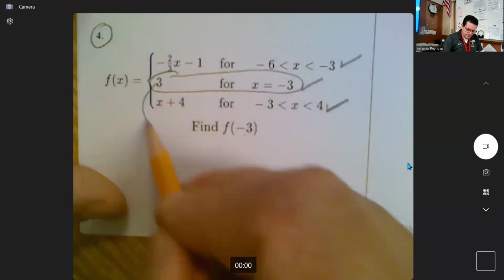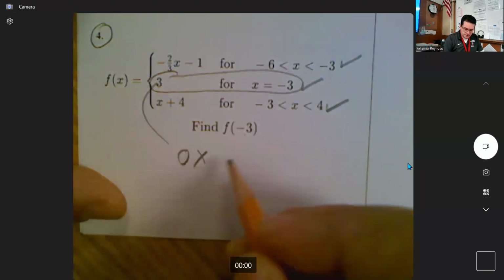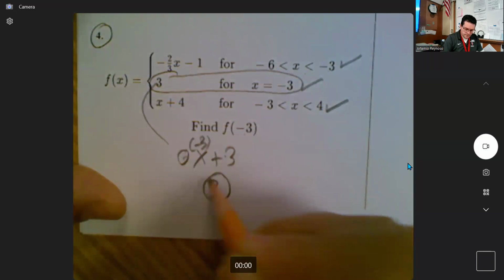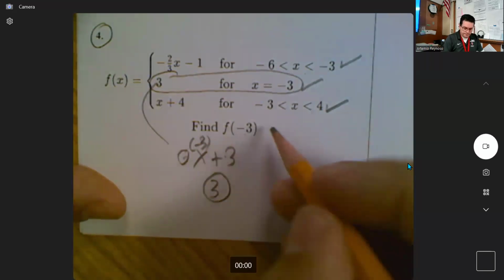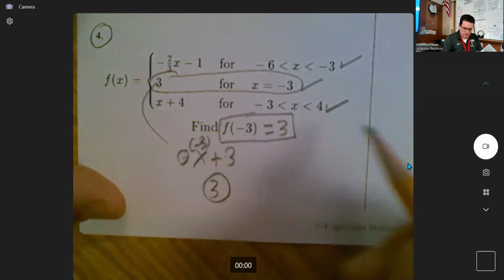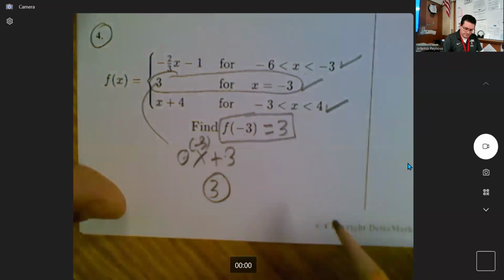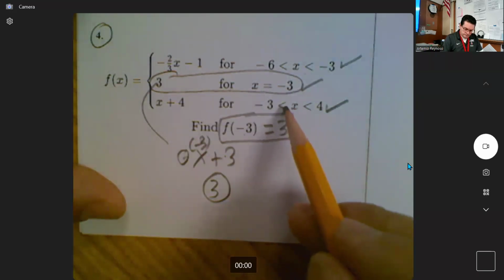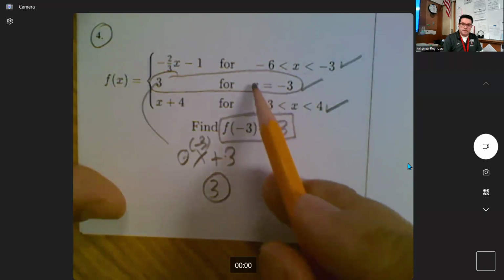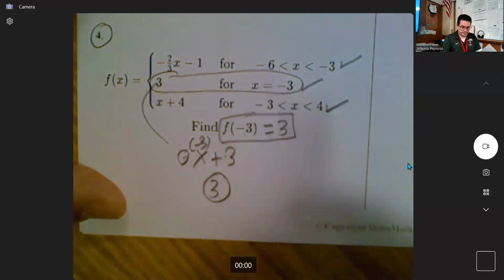So on this one, this is the same as having 0x plus 3. So when I have a -3, I get 0 plus 3, 3. So the answer is 3. So f of -3 is 3. Why does -3 not work in the other piece? Because there is no equal sign under, guys. This -3 is excluded there, so -3 perfectly equals -3 here.